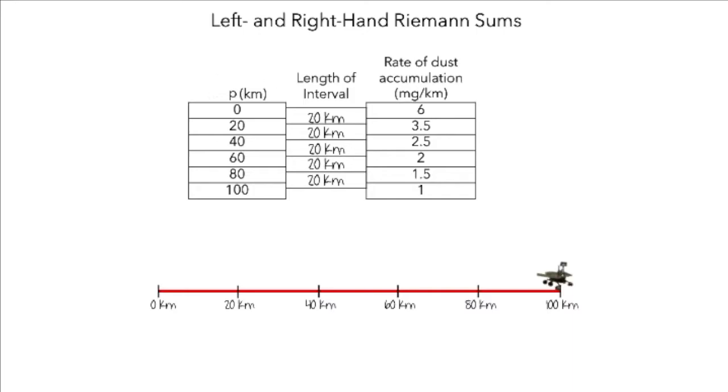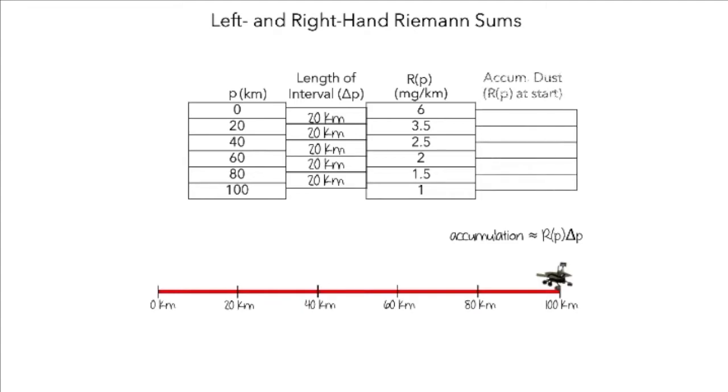We'll write P for the rover's position along the path and R of P for the rate of accumulation at position P. So for example, R of 0 is 6 milligrams per kilometer, R of 20 is 3.5, and so on. Then the amount of dust that accumulates over each interval is approximately the rate for that interval times delta P. We can compute these products for each interval. So for example, we travel 20 kilometers at 6 milligrams per kilometer for the first interval, which gives us 120 milligrams of dust. We can do this computation for each of the intervals and then add these up to compute the total amount of dust that has accumulated.